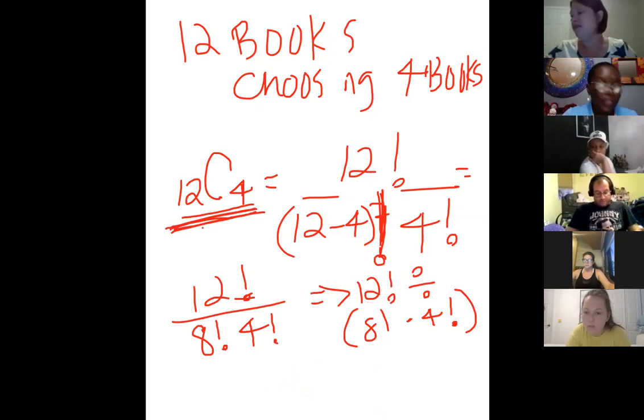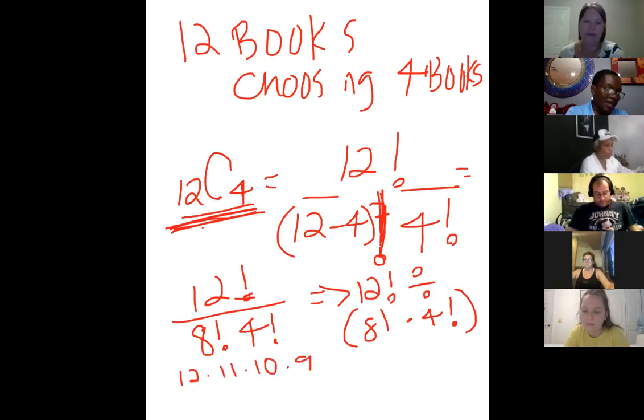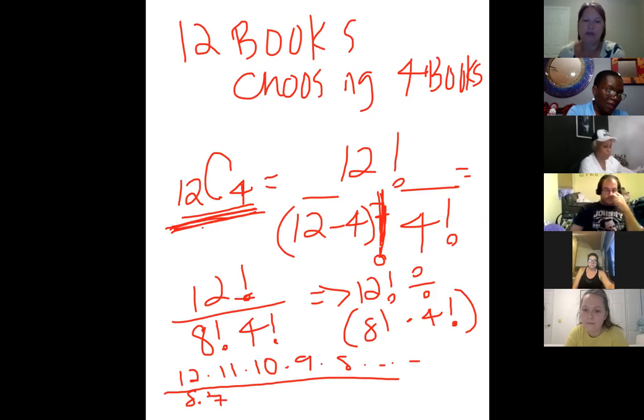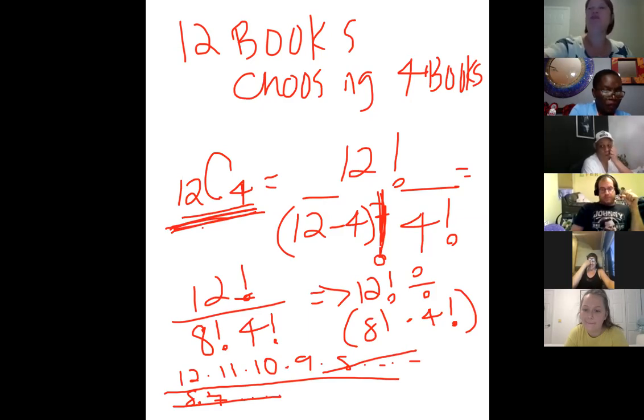But here's another way you guys could do this. You can actually simplify it. Now, 12 factorial is 12 times 11 times 10 times 9 times 8 and so forth and so on. And in the denominator, you have 8 factorial, which is 8 times and so forth. So this would cancel out with this one right here. So you would be left with 4 factorial in the denominator.